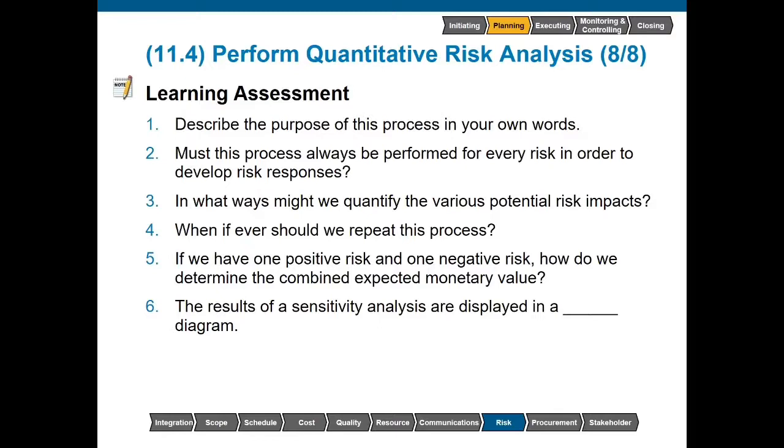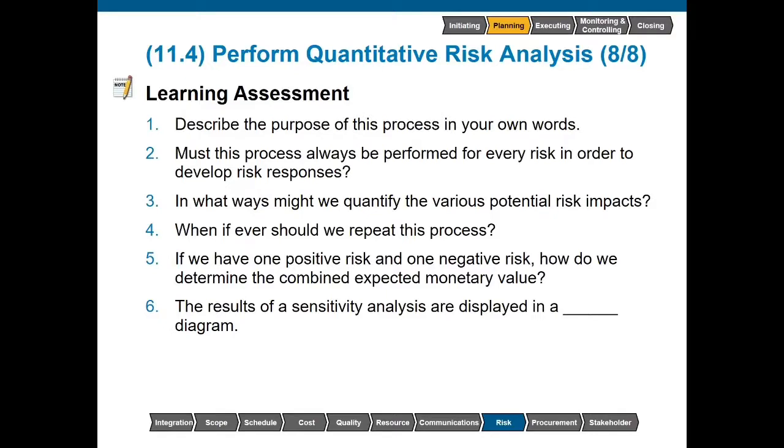In what ways might we quantify the various potential risk impacts? It could be quantified monetarily, or we might say that there is a 50% chance of finishing on schedule, or that our schedule range is from 120 to 140 days. When, if ever, should we repeat this process? The process should be repeated after the risk response has been implemented to ensure the risk has been properly addressed.